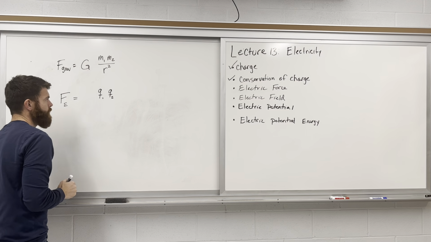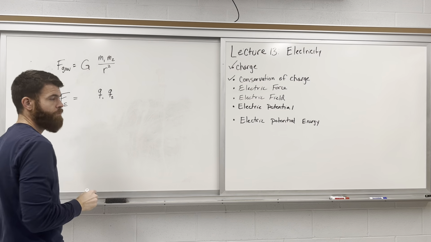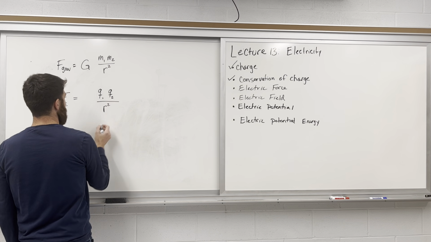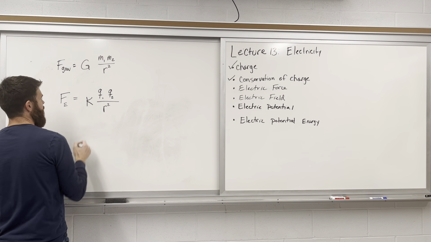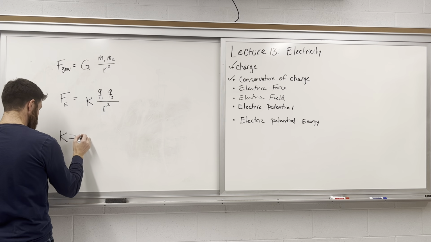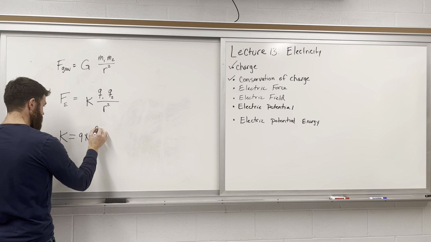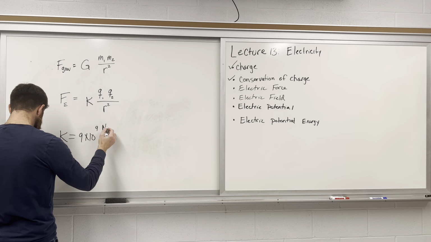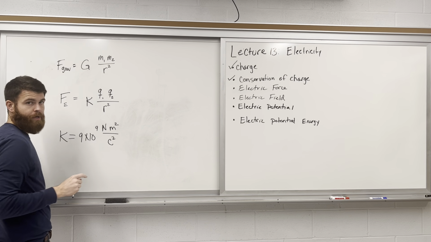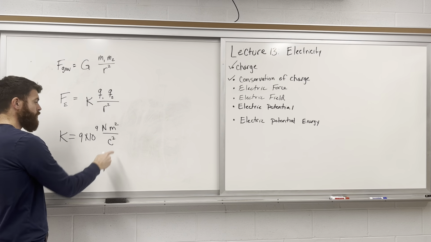Little q is what we use to represent a test charge, divided by the distance between the charges squared, and we have a constant here, and that's K. This is Coulomb's constant. Coulomb's constant is 9 times 10 to the 9th newtons meters squared per coulombs squared. Now, you know what a newton is. You know what a meter is. What is a coulomb? A coulomb is named after the physicist.